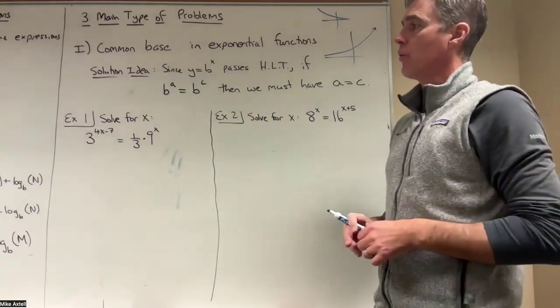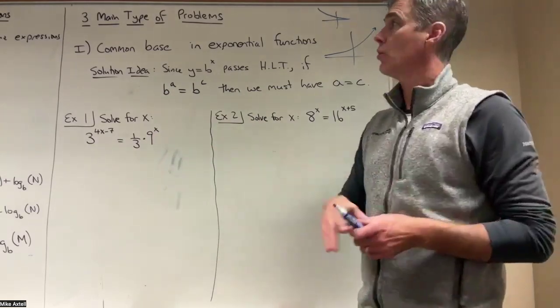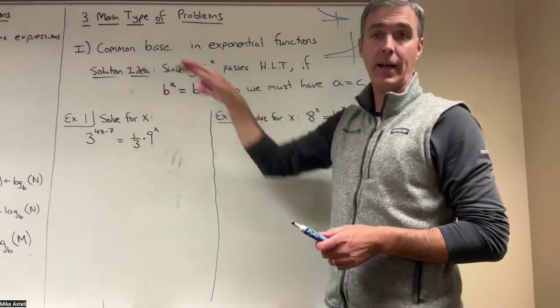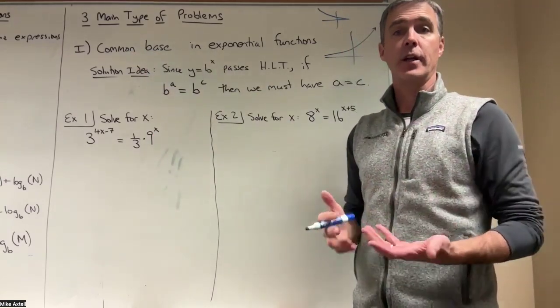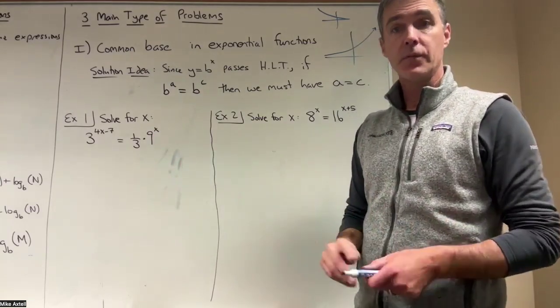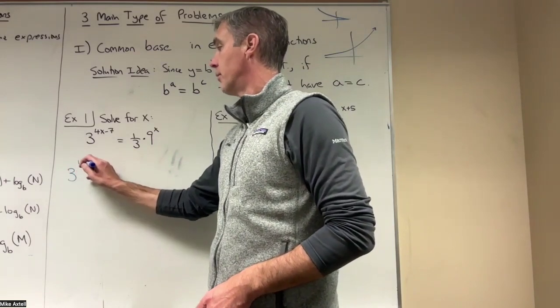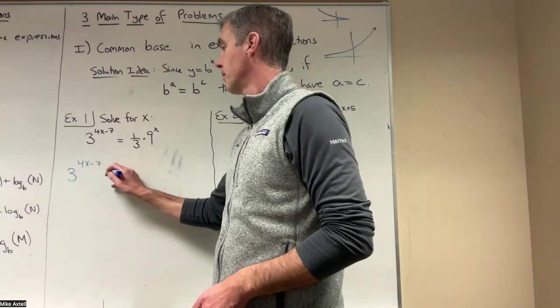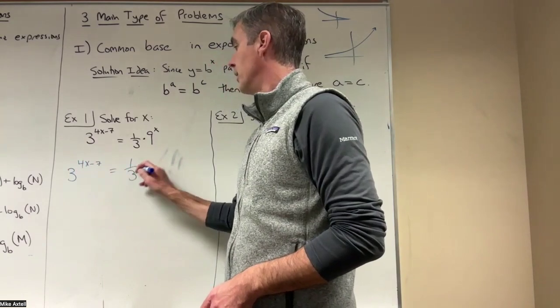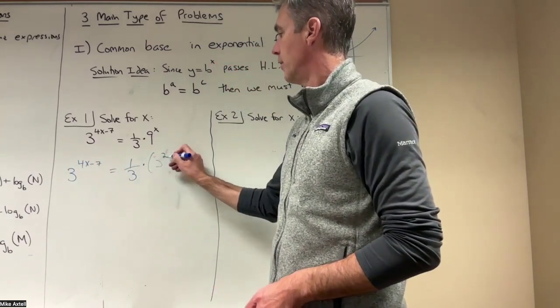I've got 3 to the 4x minus 7 is equal to 1/3 times 9 to the x. Now, those don't look like they have the same common base, but I can transform them so they do, because 9 can be written in terms of a power of 3. So let me do that. So the left side, I'm just going to leave it alone as 3 to the 4x minus 7. There's my 1/3. And 9 is the same as 3 squared.